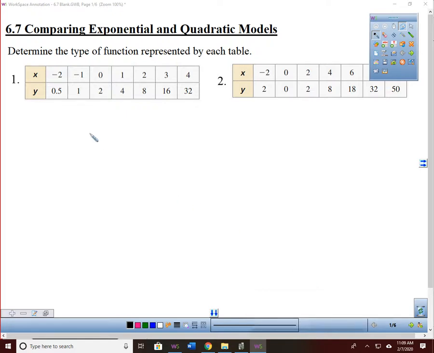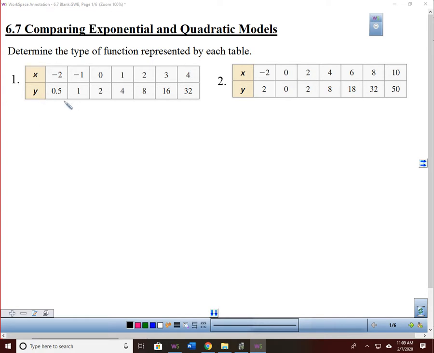All right, so today we're going to compare exponential and quadratic models. So first thing, we're going to decide how to determine the type of function that's represented in each table. I always look at my x's just to make sure that they're going up or down in the same fashion. So I see that to get from -2 to -1, I would add 1, add 1, add 1, add 1, add 1, add 1. So I'm going up constantly by 1 for my x values.